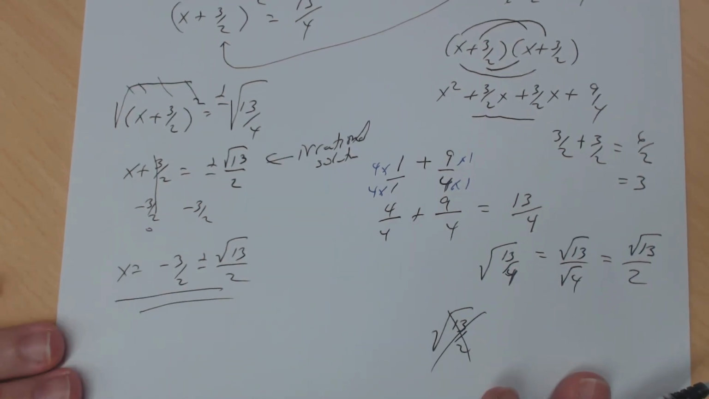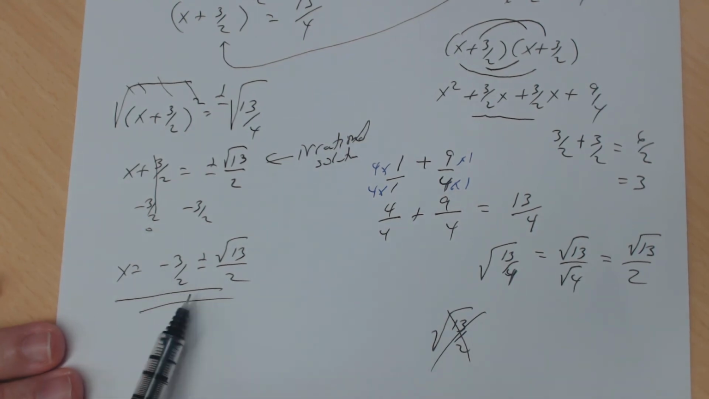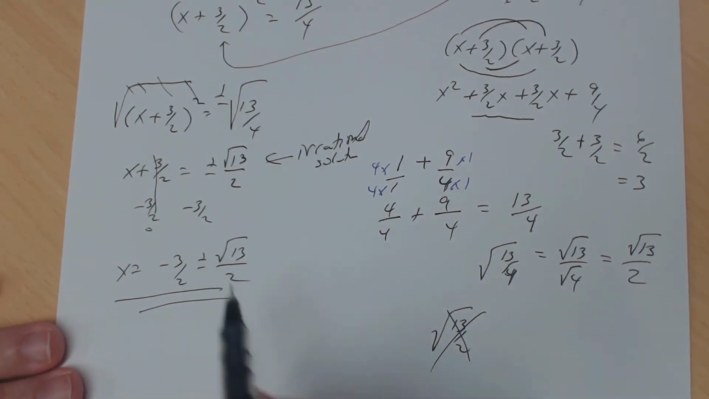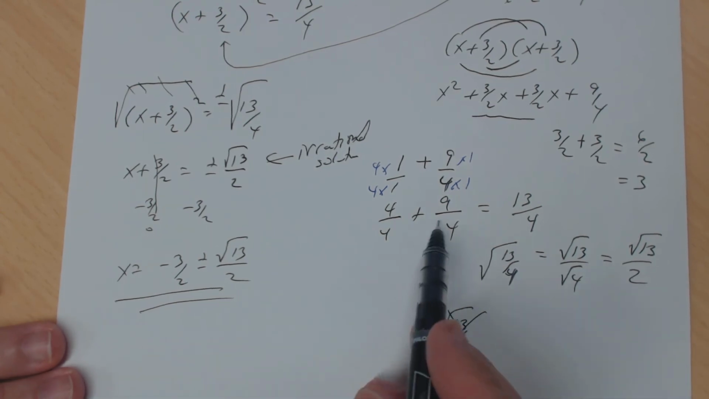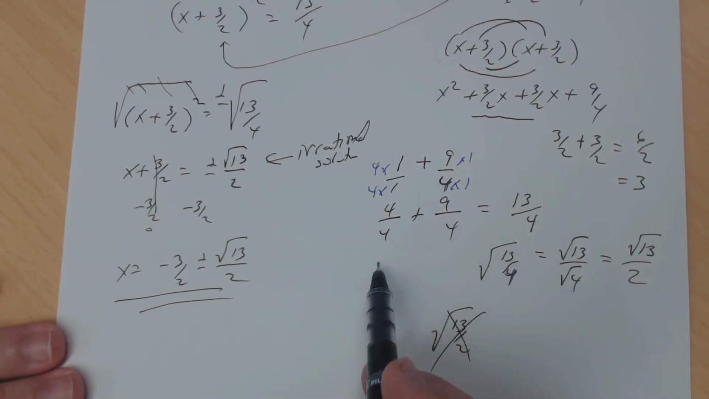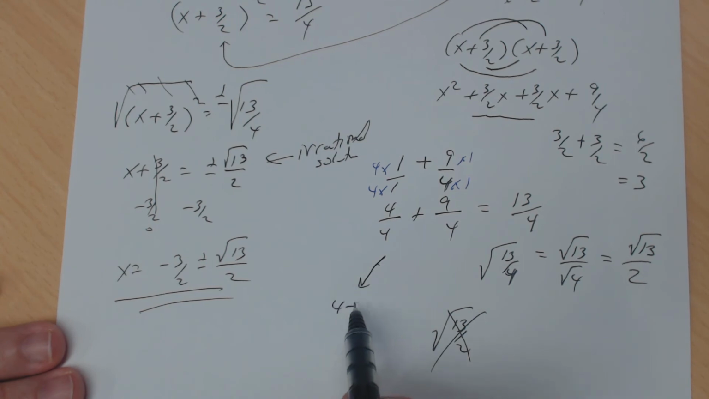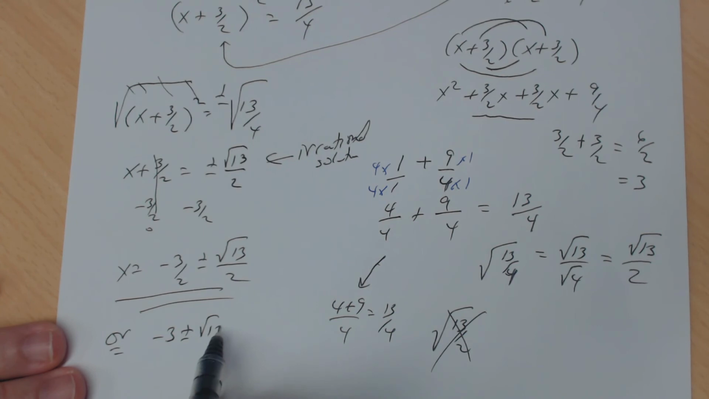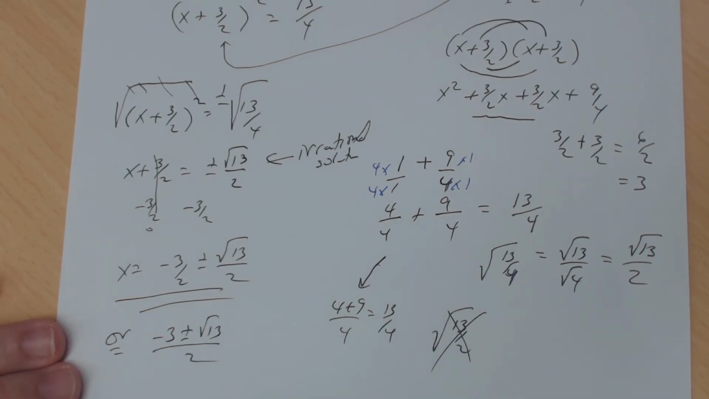Now another way you can write this, just to remind you, see how the denominators are the same? Then you can just write it as one fraction. See how these denominators are the same right here? Basically, you could say 4 plus 9 divided by 4, which is 13 over 4. So you could do the same thing here. So you can say negative 3 plus or minus square root of 13 over 2.